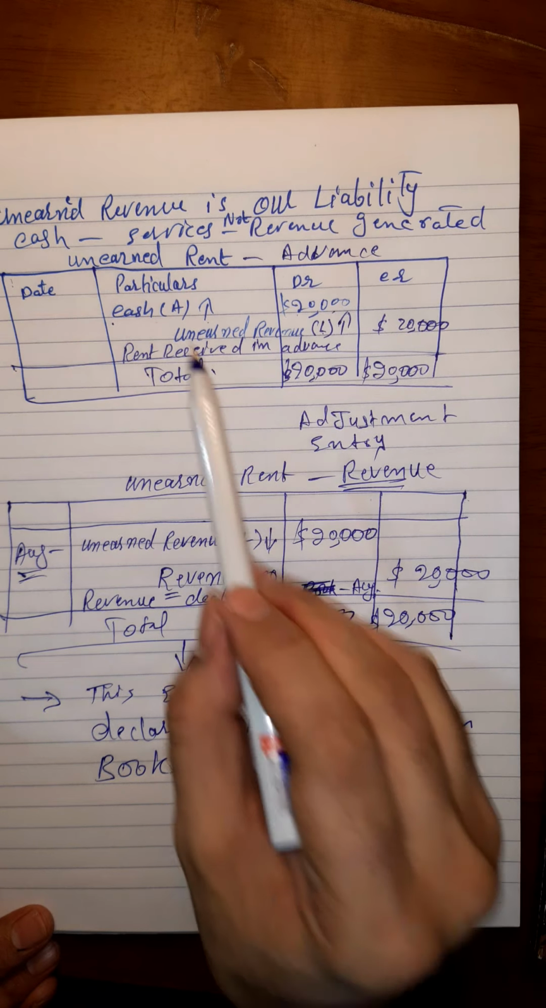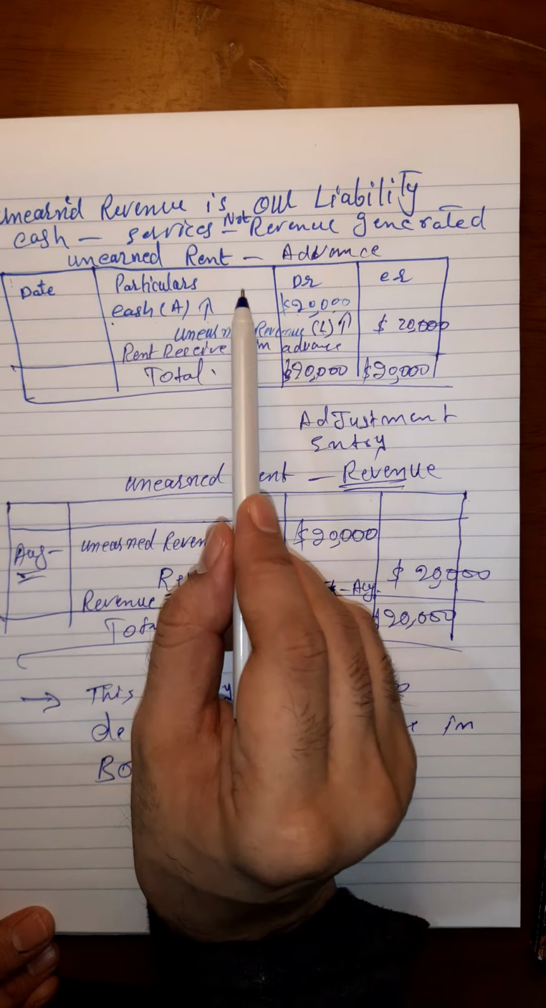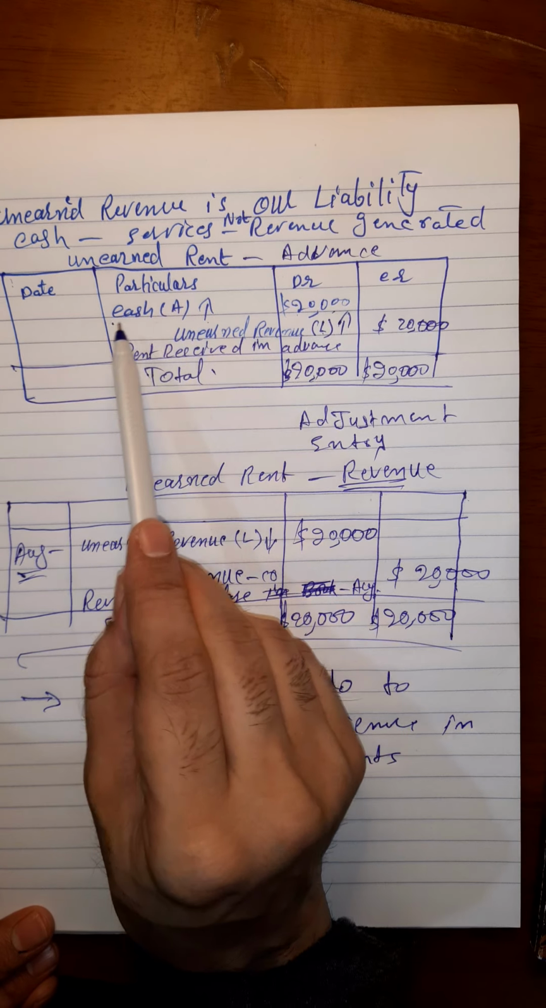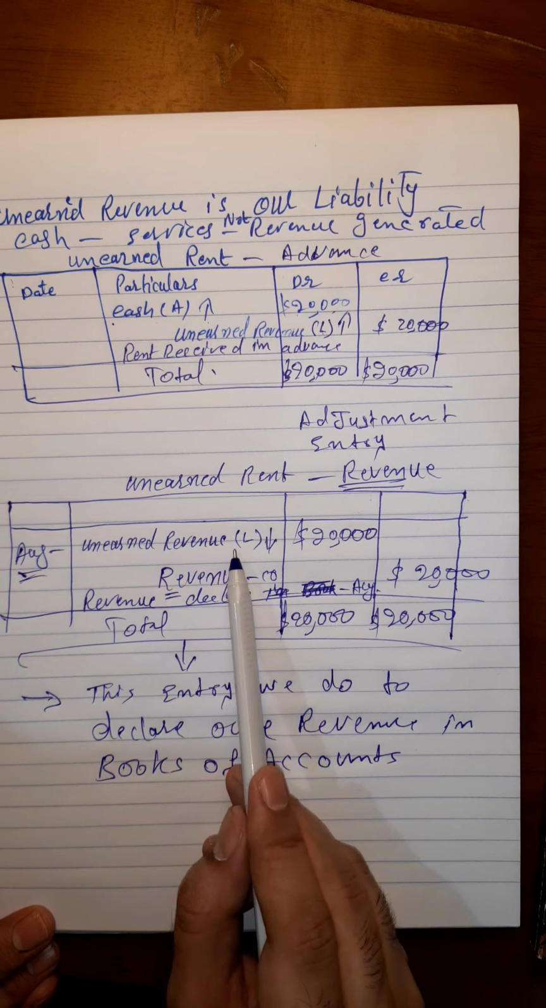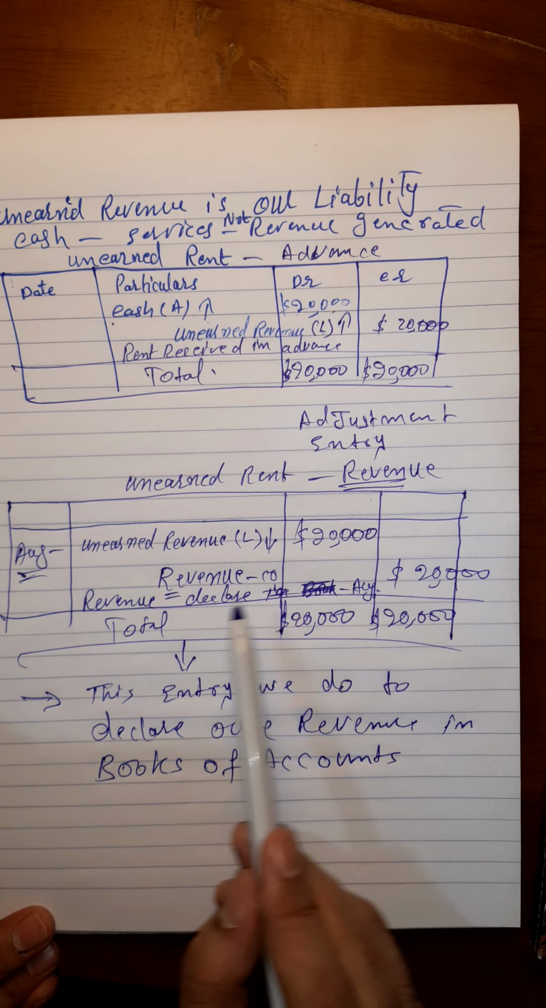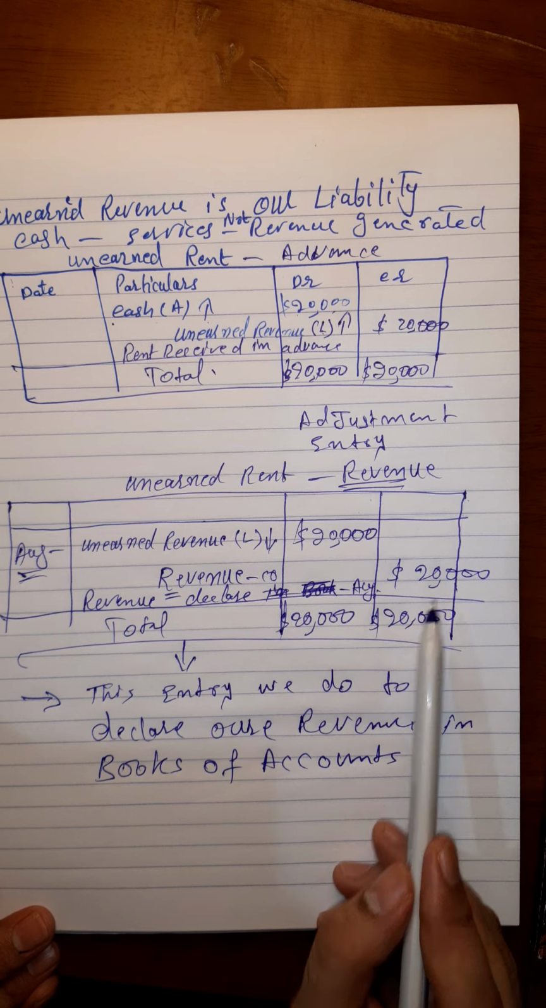Okay friends, unearned revenue, unearned rent: cash debit, unearned revenue credit. Then adjustment entry: unearned revenue debit and revenue credit.